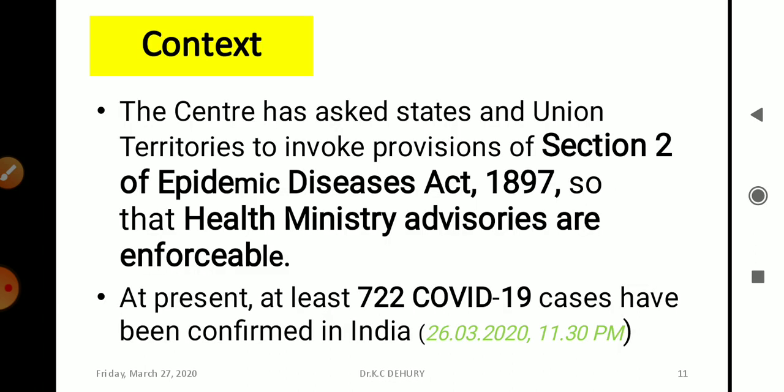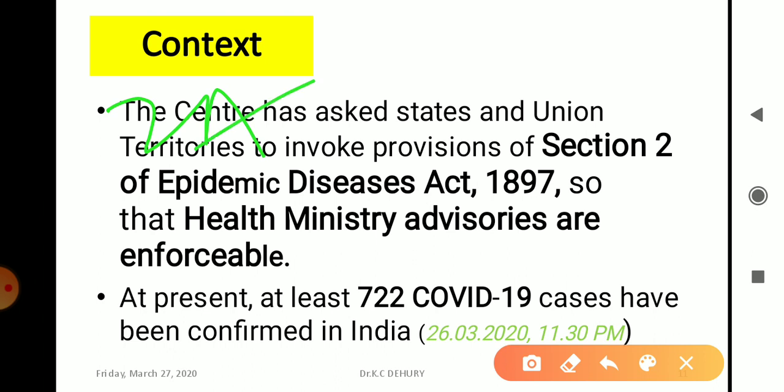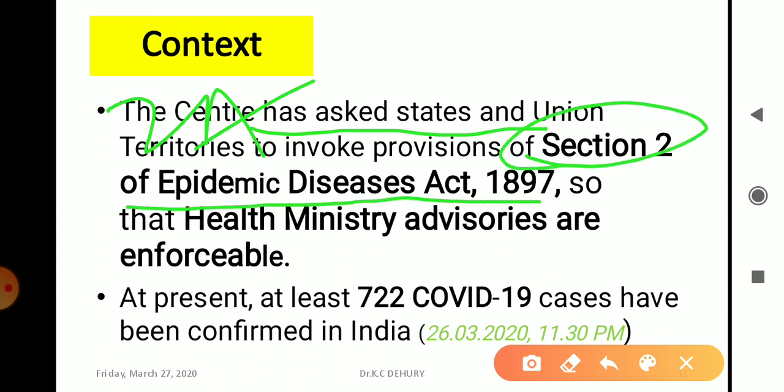So under section 2A, you just observe, the center will ask the states and union territories to invoke, to make work the provisions of section 2. We have already discussed section 2 of the Epidemic Diseases Act of 1897, so that the health ministry of the concerned state or union territory can enforce it. Means the central government will direct the state government that your concerned health ministry should give advisories to the public in order to check the growing epidemic tendency of the disease.